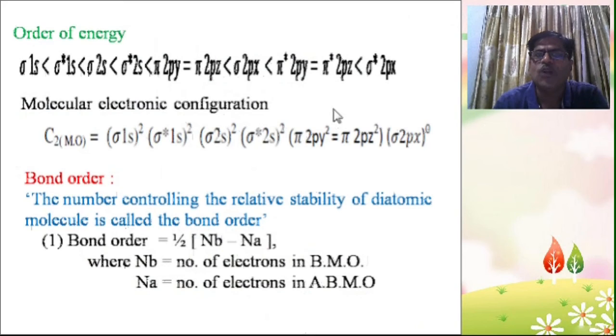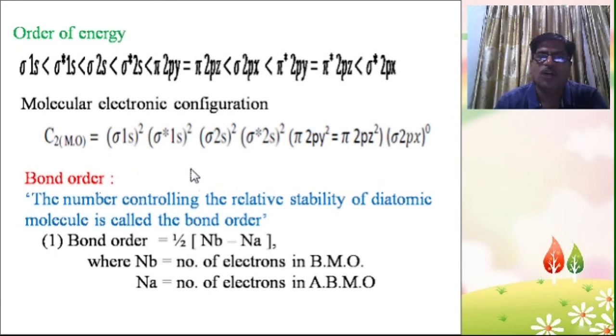The order of energy we write is the same as for the B2 molecule, and we can also write the electronic configuration. C2 MO is sigma 1s2, sigma star 1s2, sigma 2s2, sigma star 2s2 and pi 2py2 is equal to pi 2pz2, and sigma 2px0.